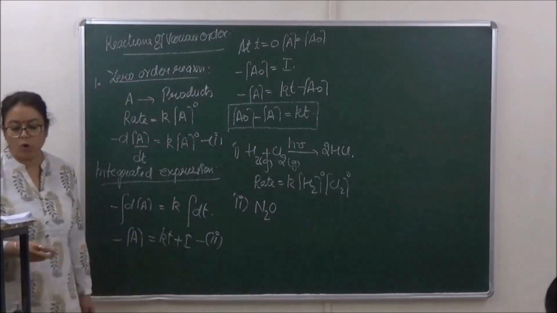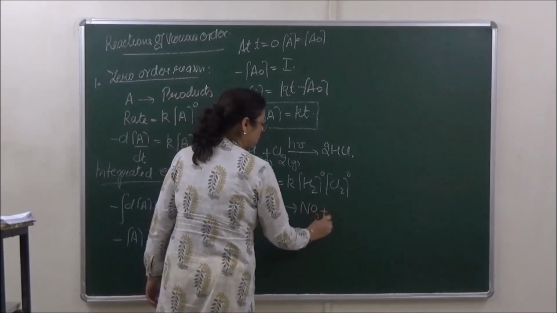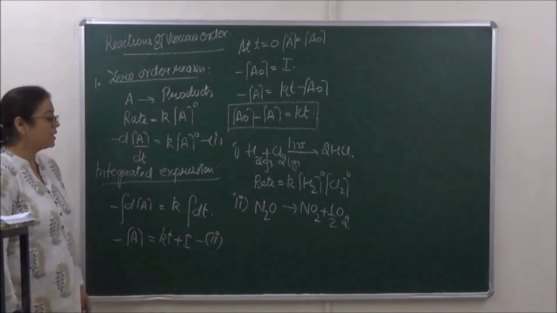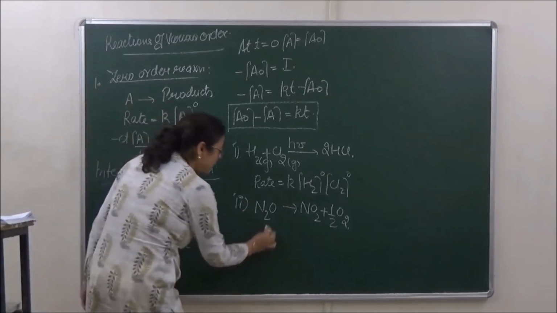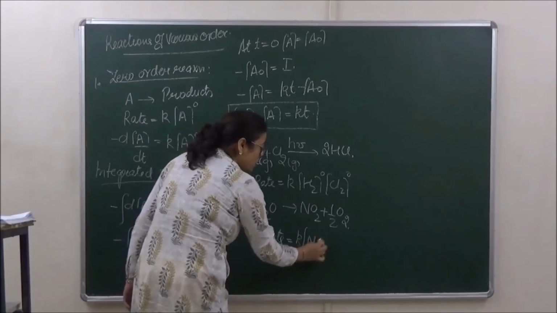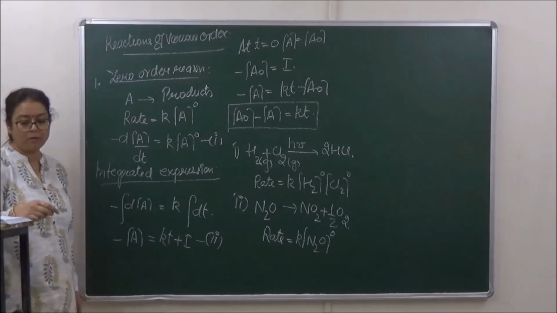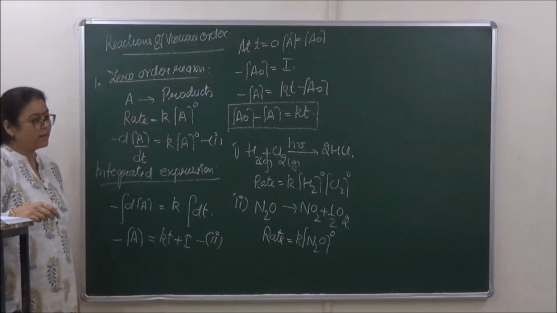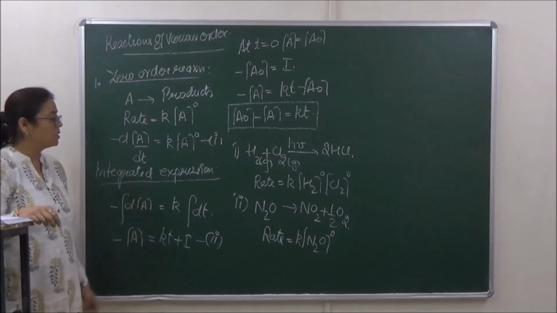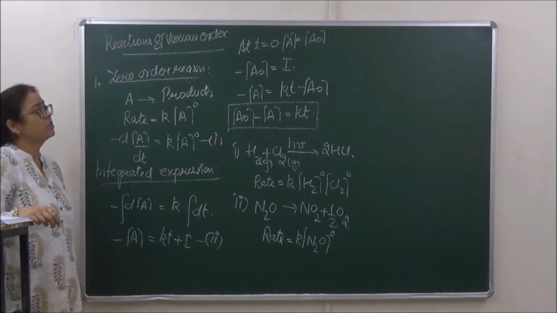Decomposition of N2O, that is NO2 plus half O2, right? So here also the rate is independent of the concentration of N2O. So we can represent it as K into concentration of N2O raised to power 0. Clear? So when we are looking at the characteristics of a zero order reaction, the unit of a zero order reaction.